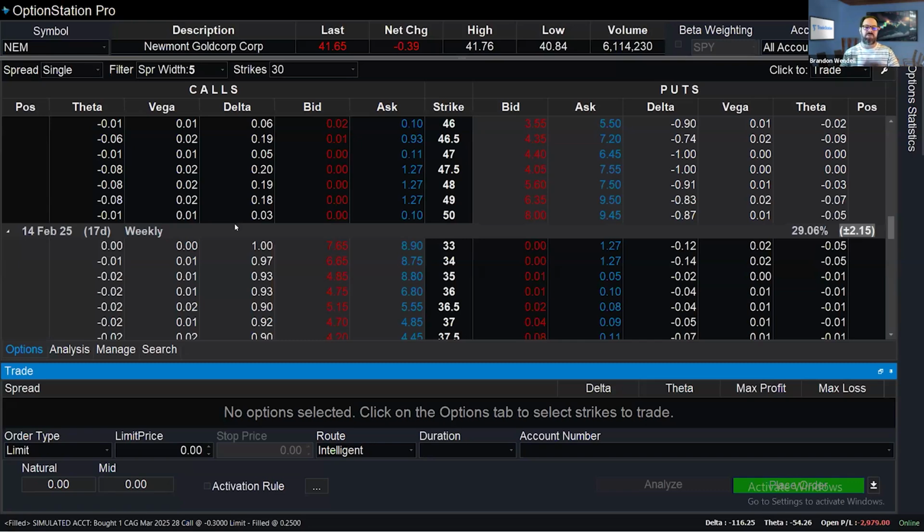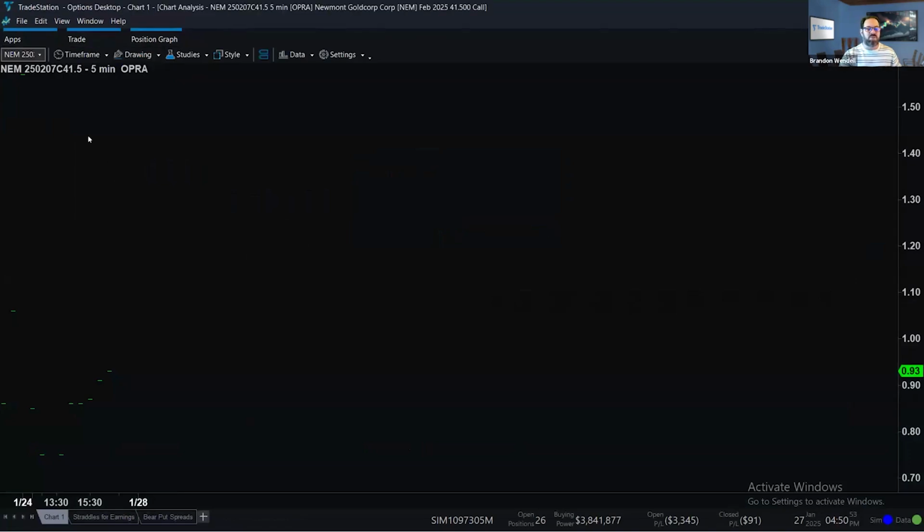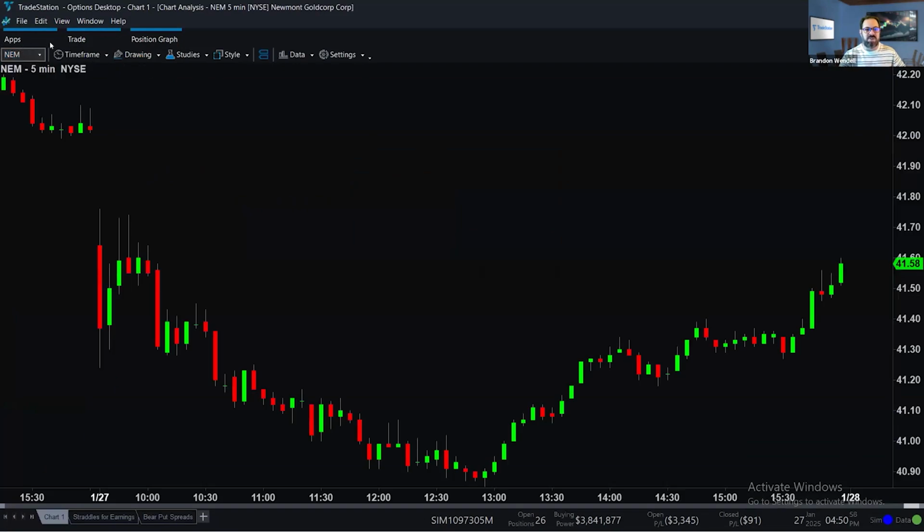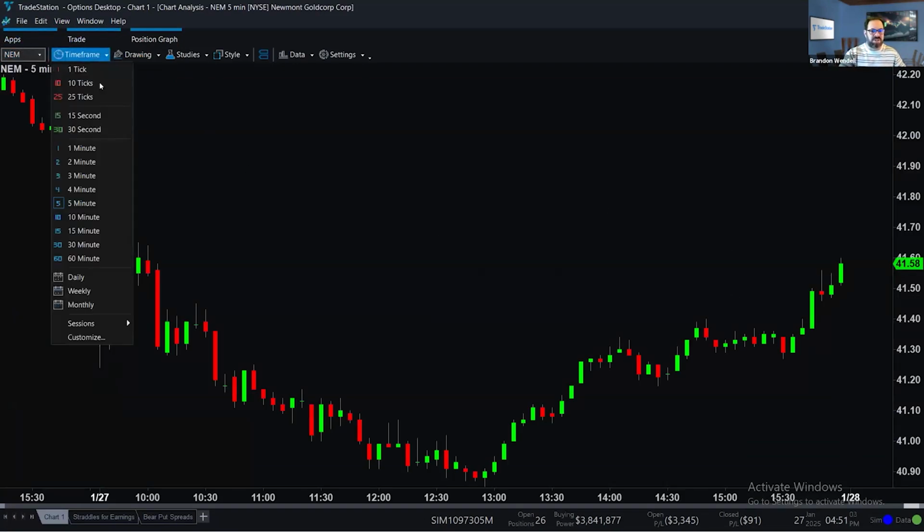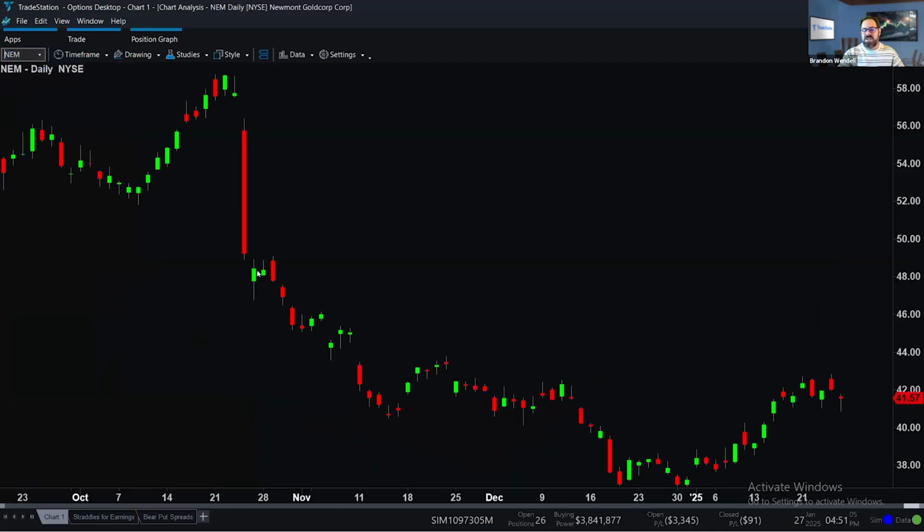When I trade options, I do 3 steps. Step 1 is my analysis on the underlying security. Am I bullish, bearish, or neutral on the underlying security? If I go to Newmont there, okay, I take a look at the underlying security. I was doing this on a daily chart.